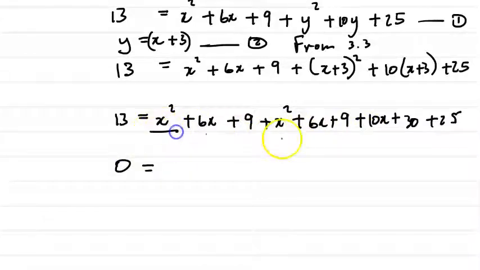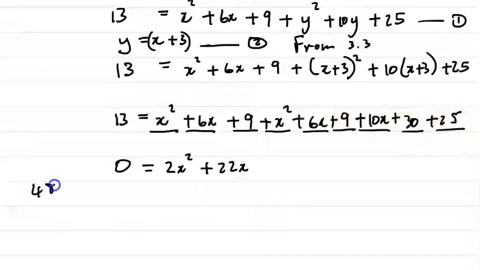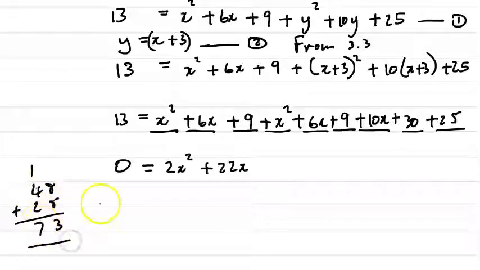So let's simplify. x squared plus x squared is 2x squared. Plus 6x and plus 6x is plus 12x. And 12x plus 10x is plus 22x. And here what do we have? We've got 9 plus 9 is 18. 18 plus 30 is 48. And 48 plus 25 will give us 73.